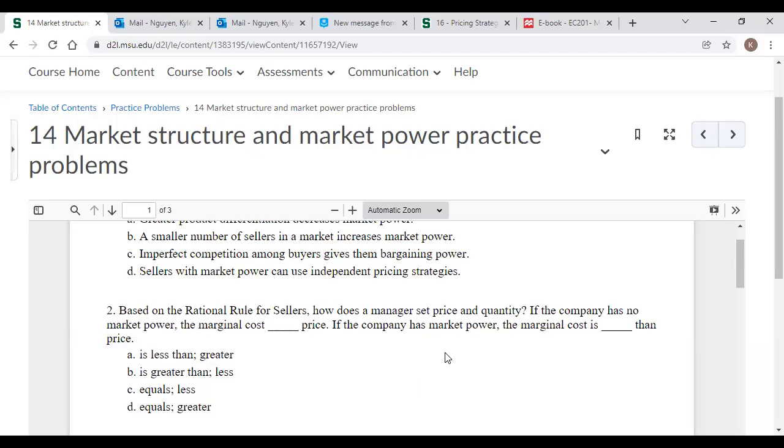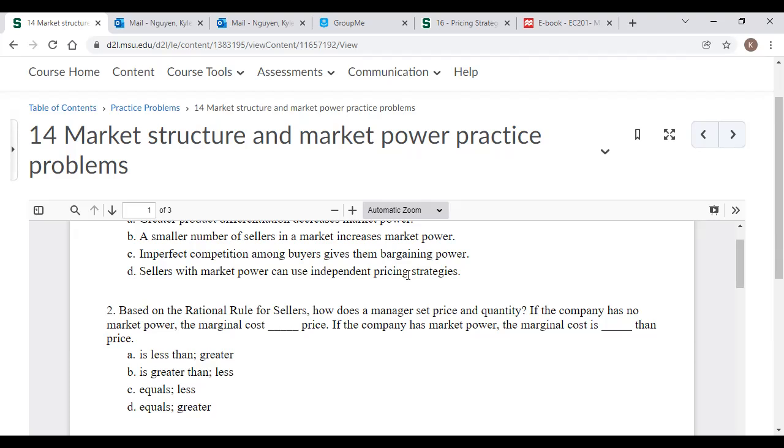Based on the rational rule for sellers, how does a manager set price and quantity? If the company has no market power, the marginal cost equals price. And I'll explain why. Before we did market power, all of the supply graphs we looked at were non-market power graphs. And so how firms figured out price and quantity was that whenever marginal cost met marginal benefit, that would be where we set our price and our quantity. So this is just tapping into what we learned before, and that's it.